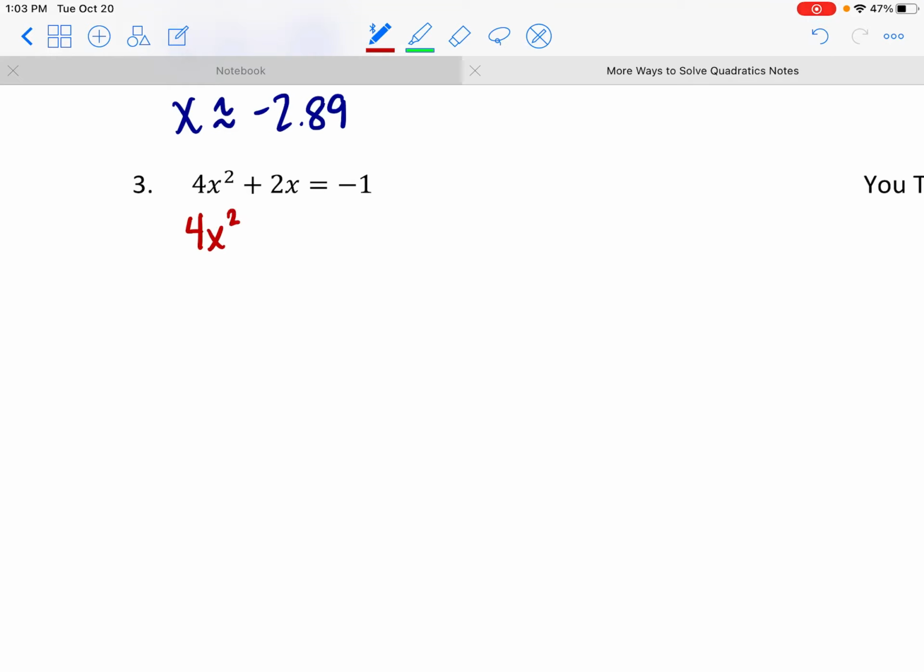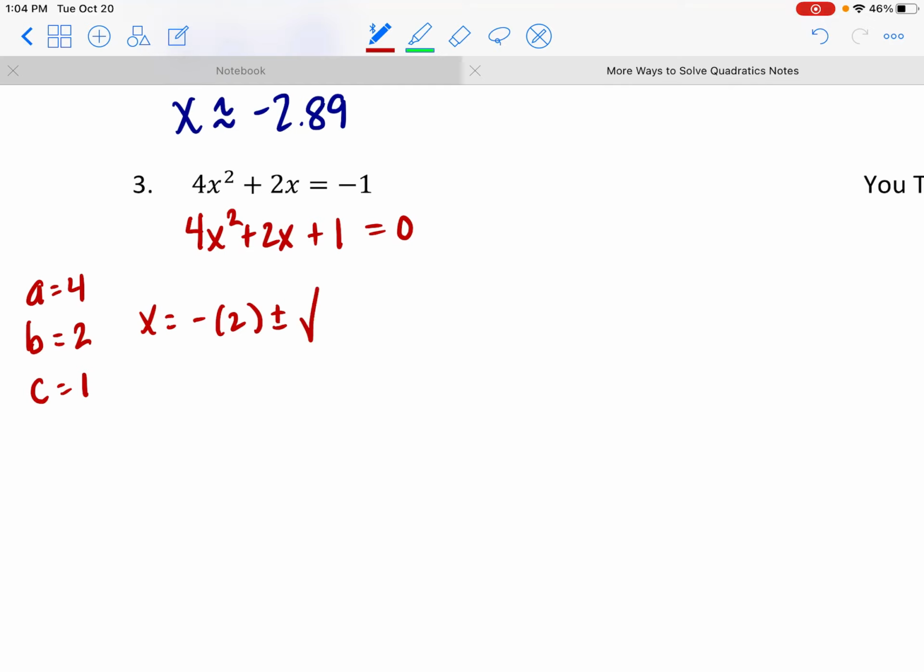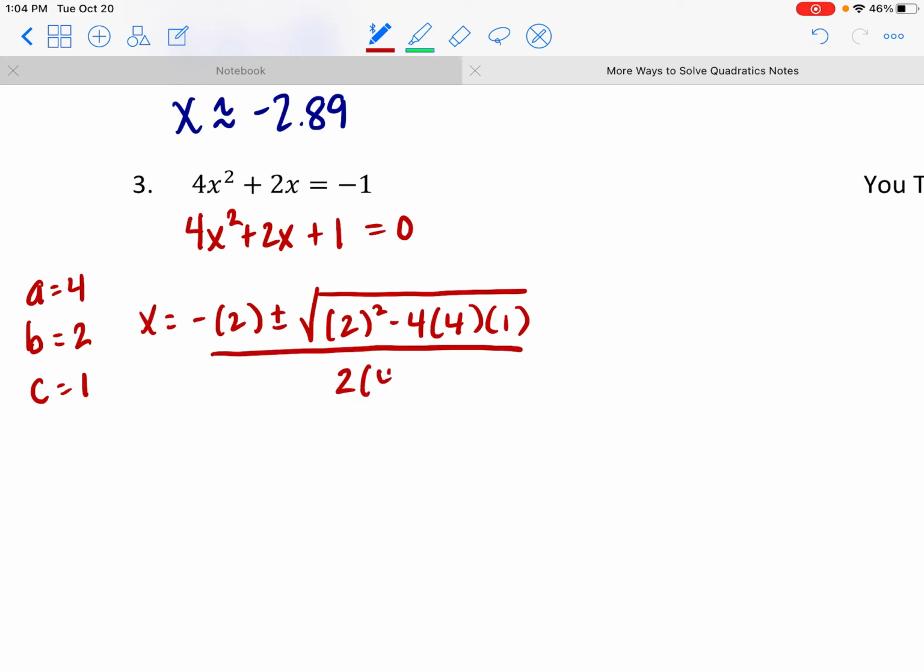So we've got 4x squared, positive 2x. I'm going to add the 1 over to make sure it's in standard form before I pick out a, which is 4, b, which is 2, and c, which is 1. Not factorable, can't square root, don't want to mess with complete the square. So in my formula, x is going to equal negative b plus or minus the square root of b squared minus 4 times a times c, and that all is going to be divided by 2 times a.